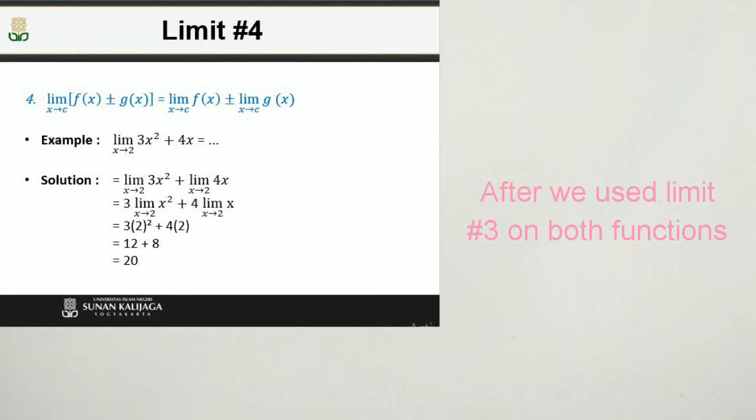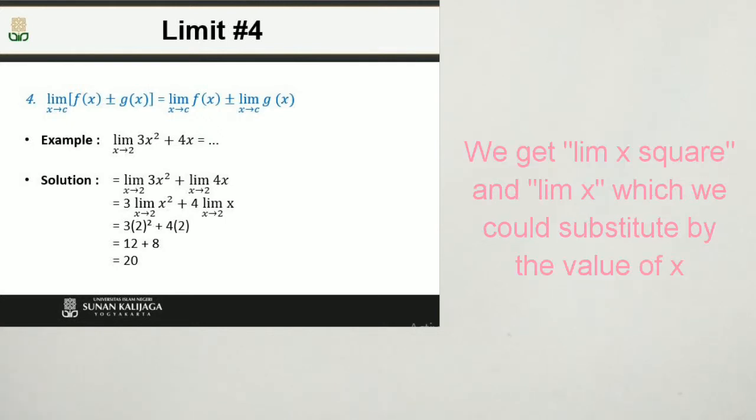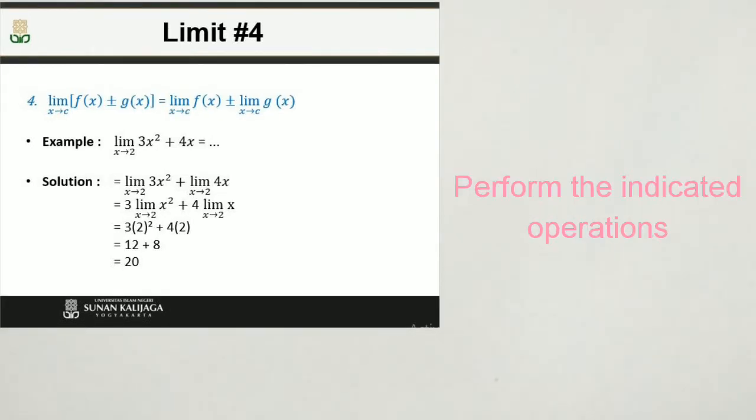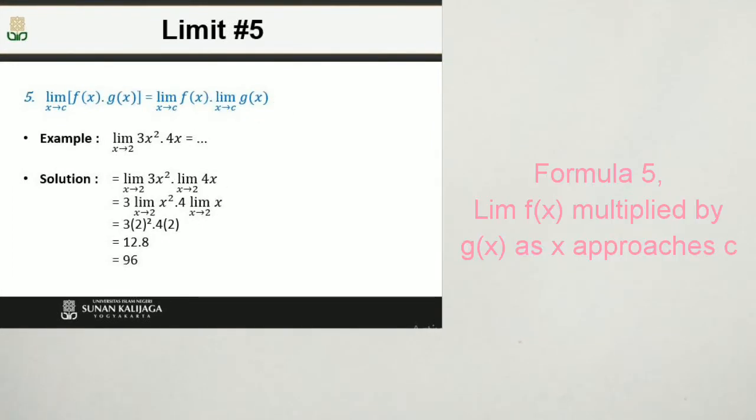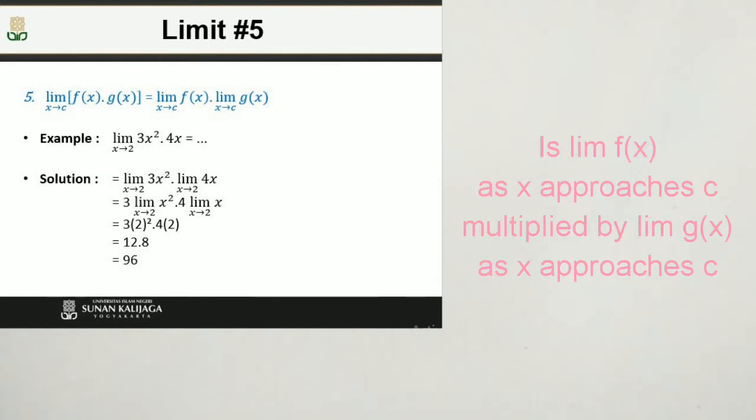After we used limit 3 on both functions, we got limit x squared and limit x, which we could substitute by the value of x. Perform the indicated operations, then the final answer is the limit of 3x squared plus 4x as x approaches 2 is 20. Formula 5. Limit of f(x) multiplied by g(x) as x approaches c is limit of f(x) as x approaches c multiplied by limit g(x) as x approaches c.